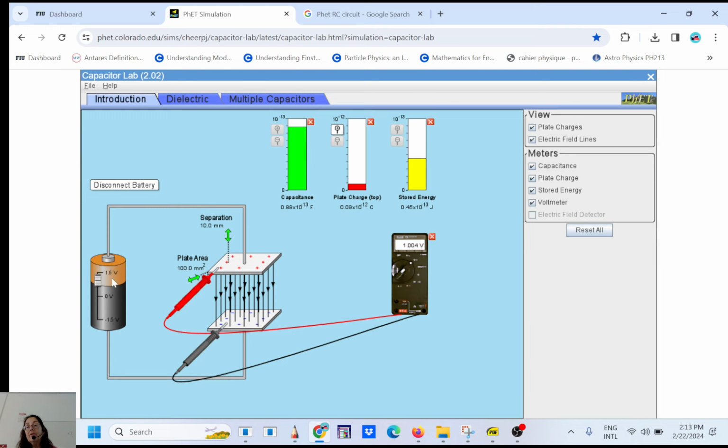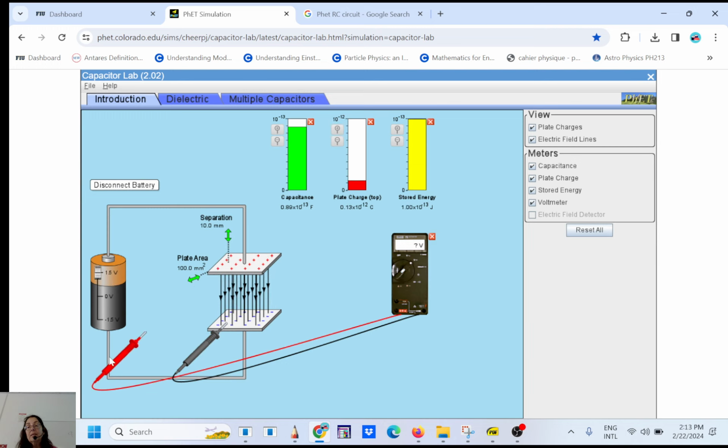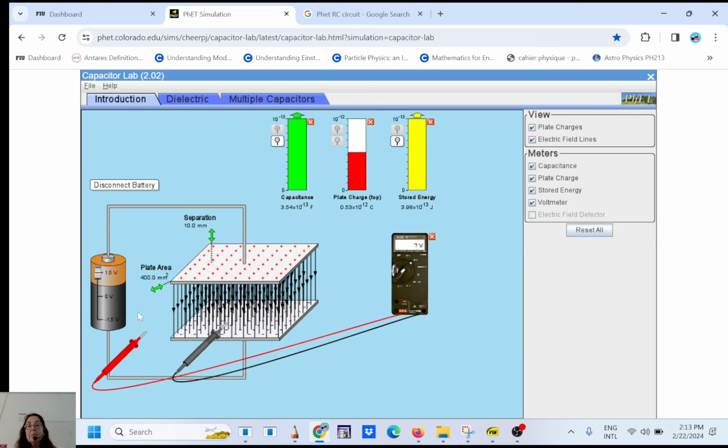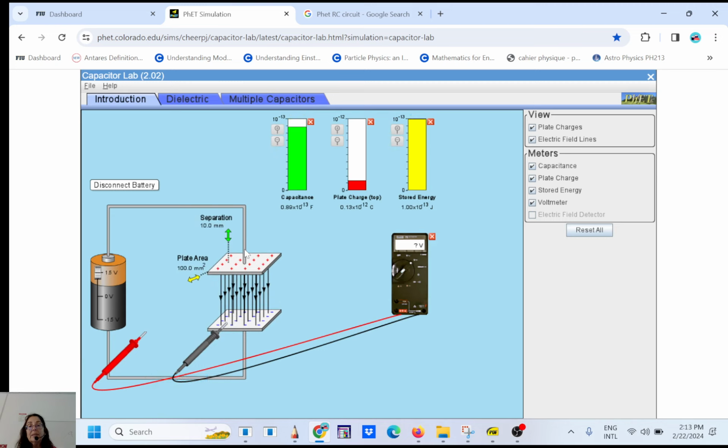So what's going to happen if I increase the area? We have seen that. Increase the area, you are increasing the space for the charge to go. So what's going to happen to the charge? Increase. So the capacitance is going to increase as well because you are changing the geometry. Let's increase the area. You see, the capacitance goes up. If I decrease the area, the capacitance goes down.